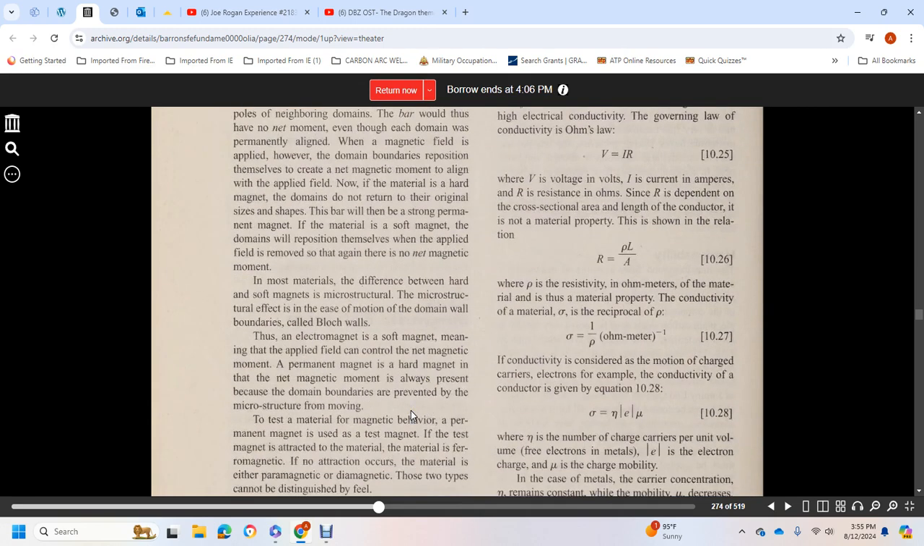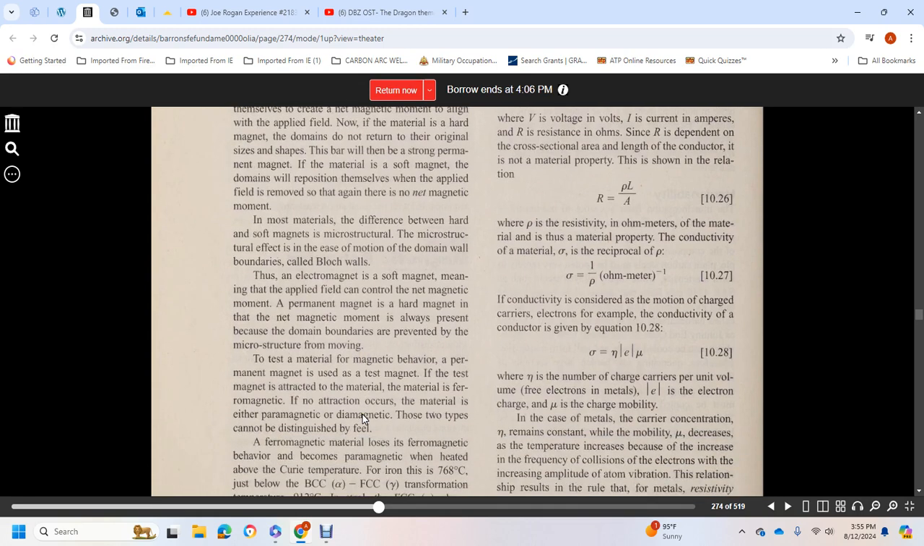In most materials, the difference between hard and soft magnets is the microstructure. The microstructure affects the motion of the domain boundaries, called the Bloch walls. Thus, with a soft magnet, the applied field can control the magnetic moment. With a hard, permanent magnet, a net magnetic moment is always present because the domain boundaries are prevented by microstructures from moving.